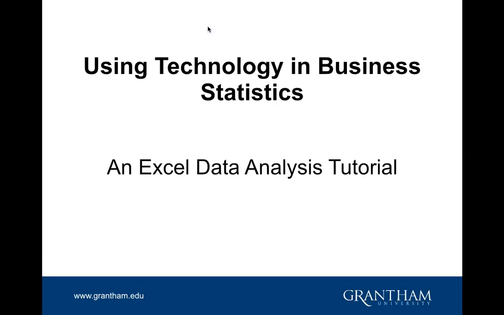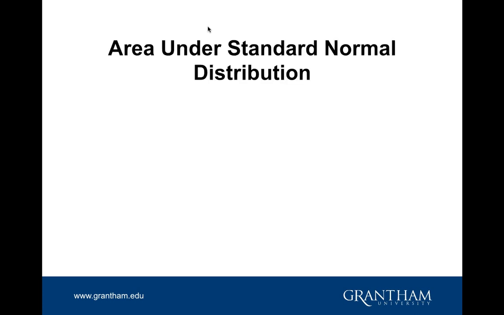The webinar is entitled Using Technology in Business Statistics, and basically what we are going to be doing is running through Microsoft Excel and explaining how we can use Excel's formulas and functions, as well as the Analysis ToolPak add-in, to help us to perform statistical analysis for our BA 215 class. Today's topic is finding the area under the standard normal distribution.